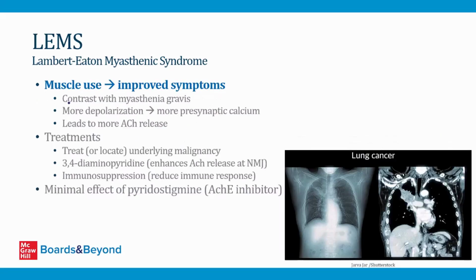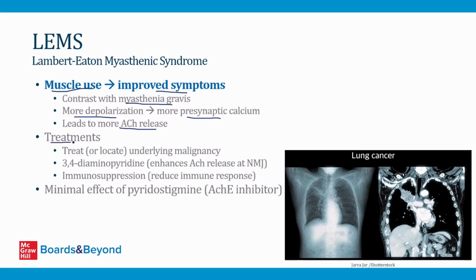Another important distinction between LEMS and myasthenia gravis is that muscle use in LEMS improves symptoms. This is the opposite of what we talked about in myasthenia gravis, where you have fatigability. The more you depolarize the nerve terminal, the more presynaptic calcium you bring into the nerve, and this leads to more acetylcholine release. So using muscles over and over is going to lead to improved symptoms in LEMS, the opposite of what you see in myasthenia gravis.